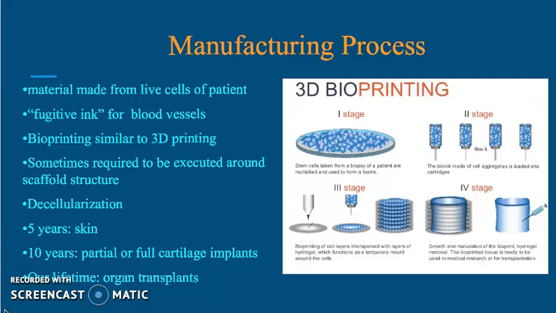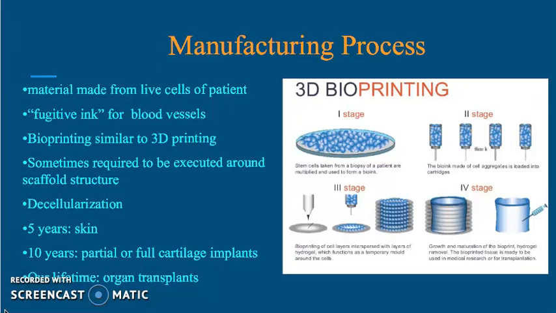To produce a functional organ, another material is needed. This material is called fugitive ink. It is made so that it melts when it's cooled, which can be suctioned, resulting in tunnels that act as blood vessels and allow the blood and nutrients to flow.